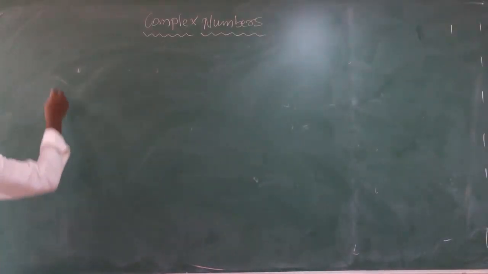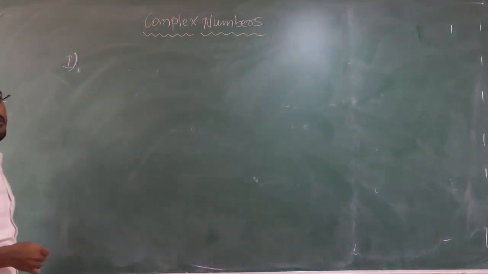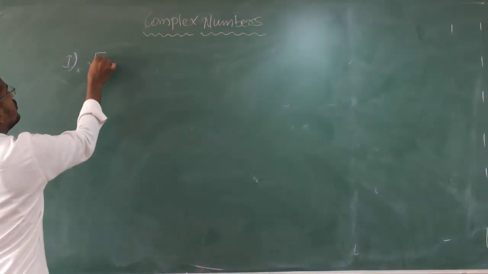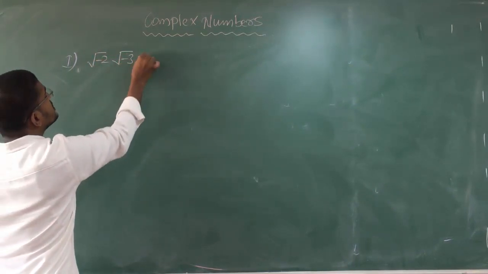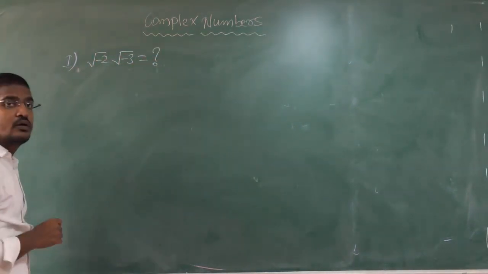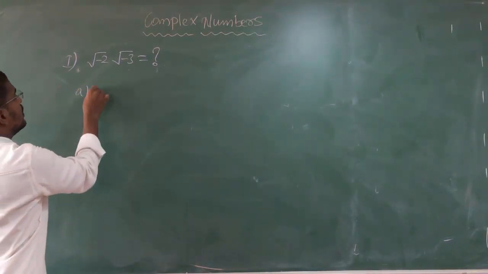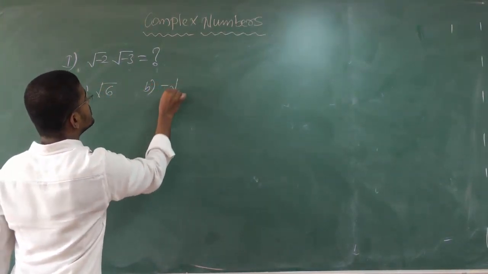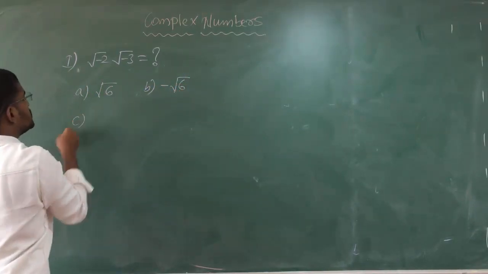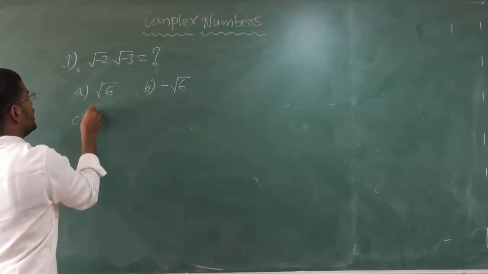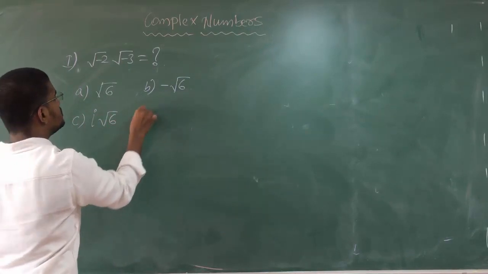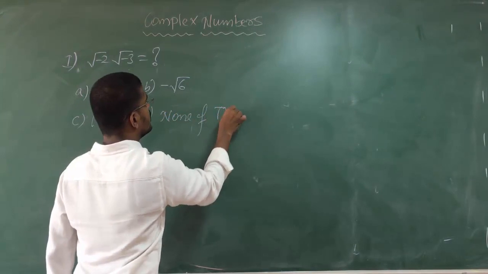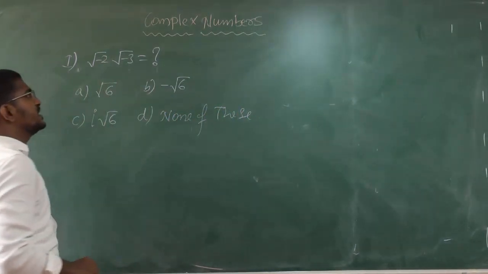So now let us look at problem number 1. Root of minus 2 into root of minus 3 equals what? Clear? Option A, root of 6. Option B, minus root of 6. Option C, i into root 6. Option D, none of these. So what is your answer?